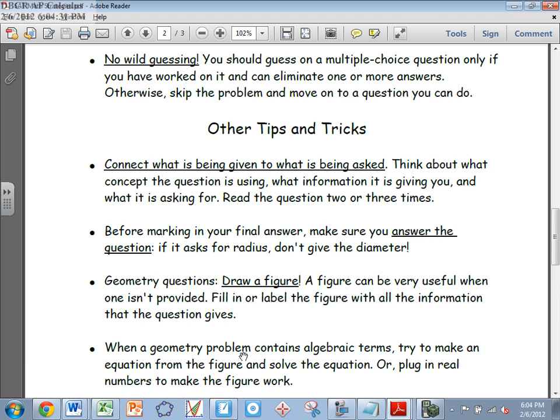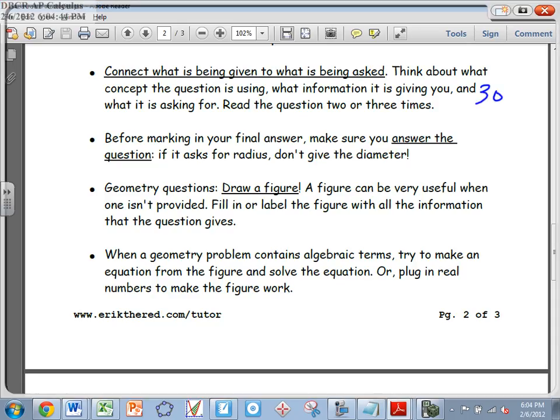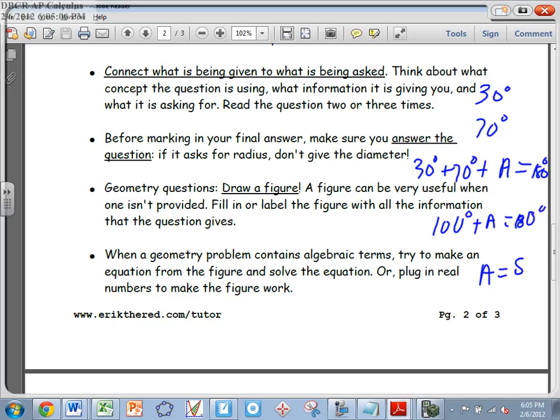Next, connect what is being given to what is being asked. For example, if you're given 2 angles of a triangle and they're asking for the third, connect them. Well, if you're given that one angle is 30 and the next angle is 70, and they say find the third angle, okay, well we know the sum of the angles of a triangle is 180, so 30 degrees plus 70 degrees plus some other angle, call it A, equals 180. Okay, well this is 100 plus A equals 180. Subtract 100 from both sides, it turns out that A is 80 degrees.